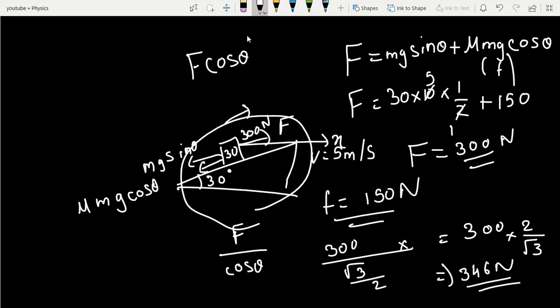Okay, this was a tricky question, but you might have understood it. I'm going to explain it again. First we took the friction over here and mg sine theta. So we equated the force and got the force as 300 newton. It was given in the question to find it along the horizontal, so we found it along the horizontal, which was F by cos theta. F by cos theta is 300 by cos 30. Cos 30 value is root 3 by 2. So we derived the answer as 346.